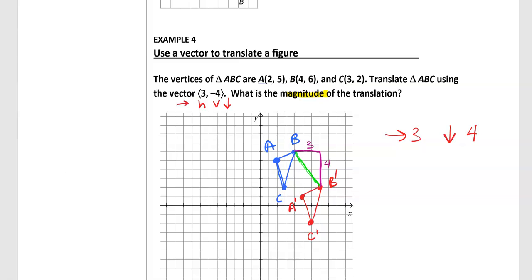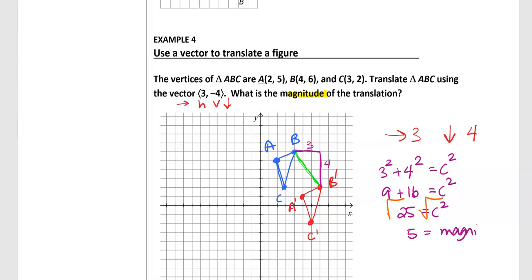Now, you might start remembering some of these Pythagorean triples. So if I plug it into Pythagorean theorem, 3 squared plus 4 squared equals c squared, this is a triple. So if you don't remember what c is, then we can just go through the math. So 9 plus 16, which is 25. And then when we take the square root of both sides, we get 5. Okay, so 5 is equal to the magnitude.